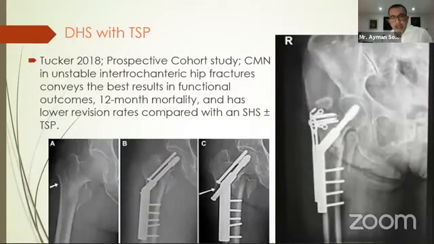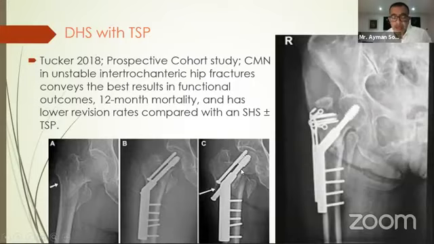So how about the trochanteric plate? Would that replace a nail? Tucker in 2018 showed that the cephalomedullary nail fares much better compared with the sliding hip screw with the trochanteric plate. Bear in mind that the trochanteric plate can prevent lateral displacement, but the design is not strong enough to hold on to a fractured greater trochanter, which will end up cranially displacing.